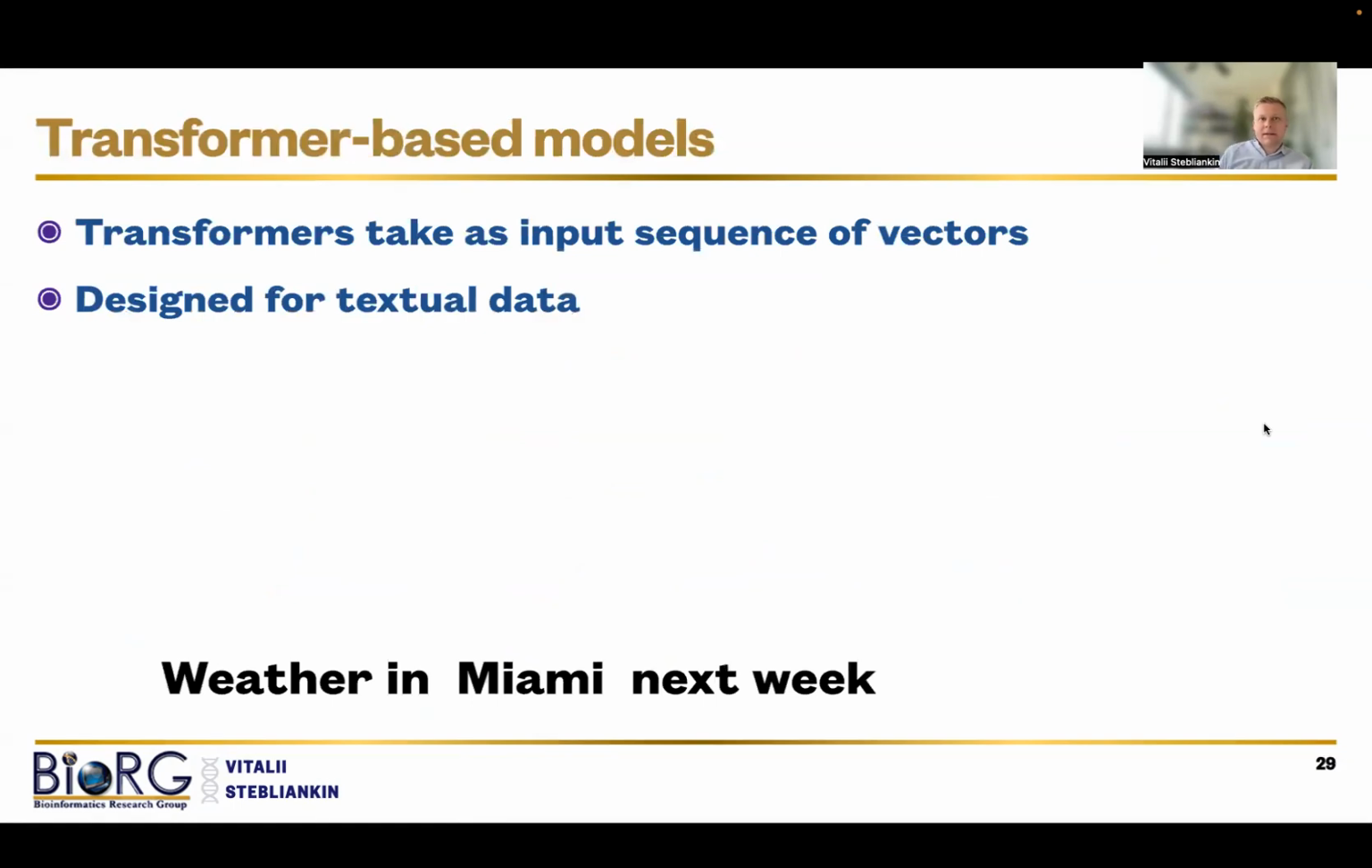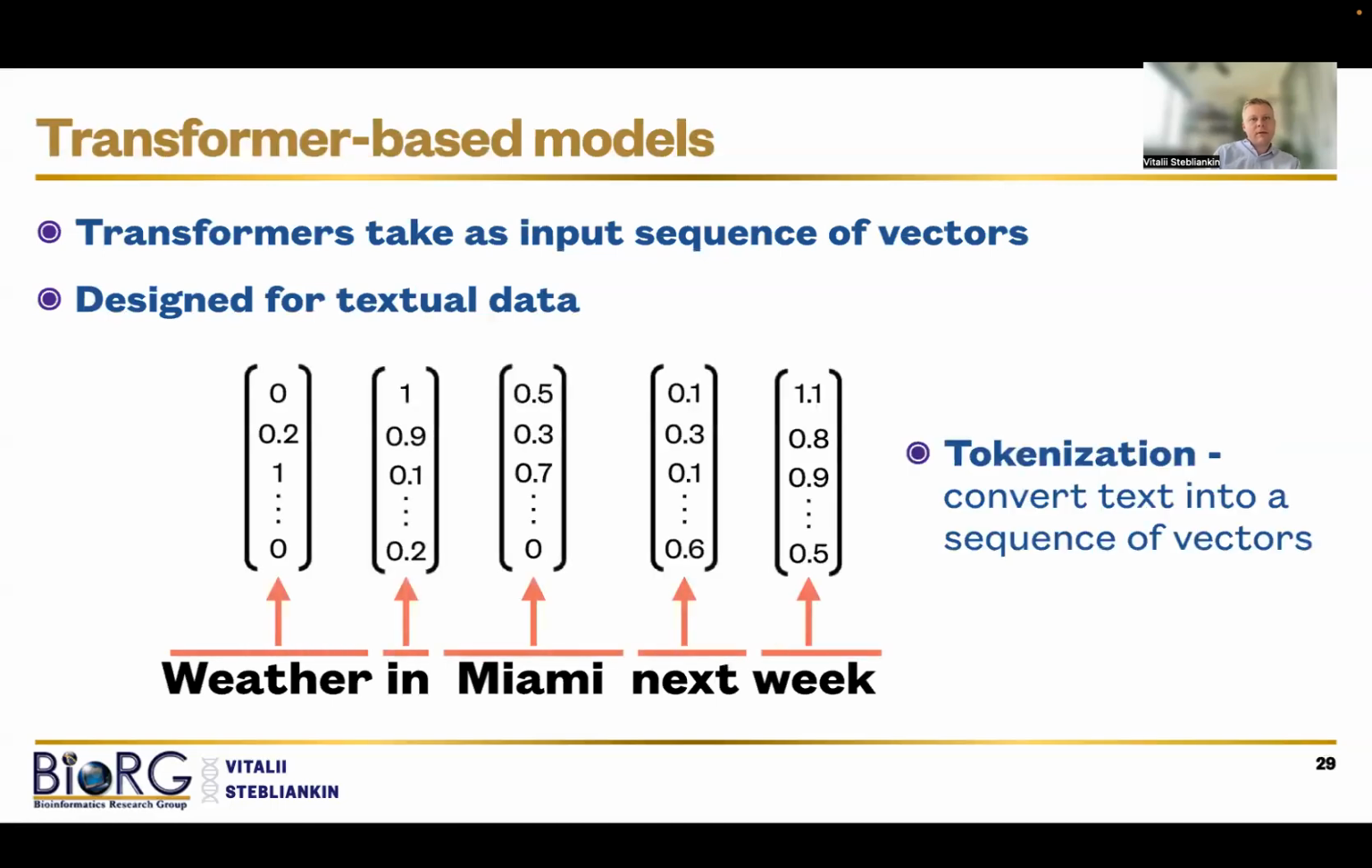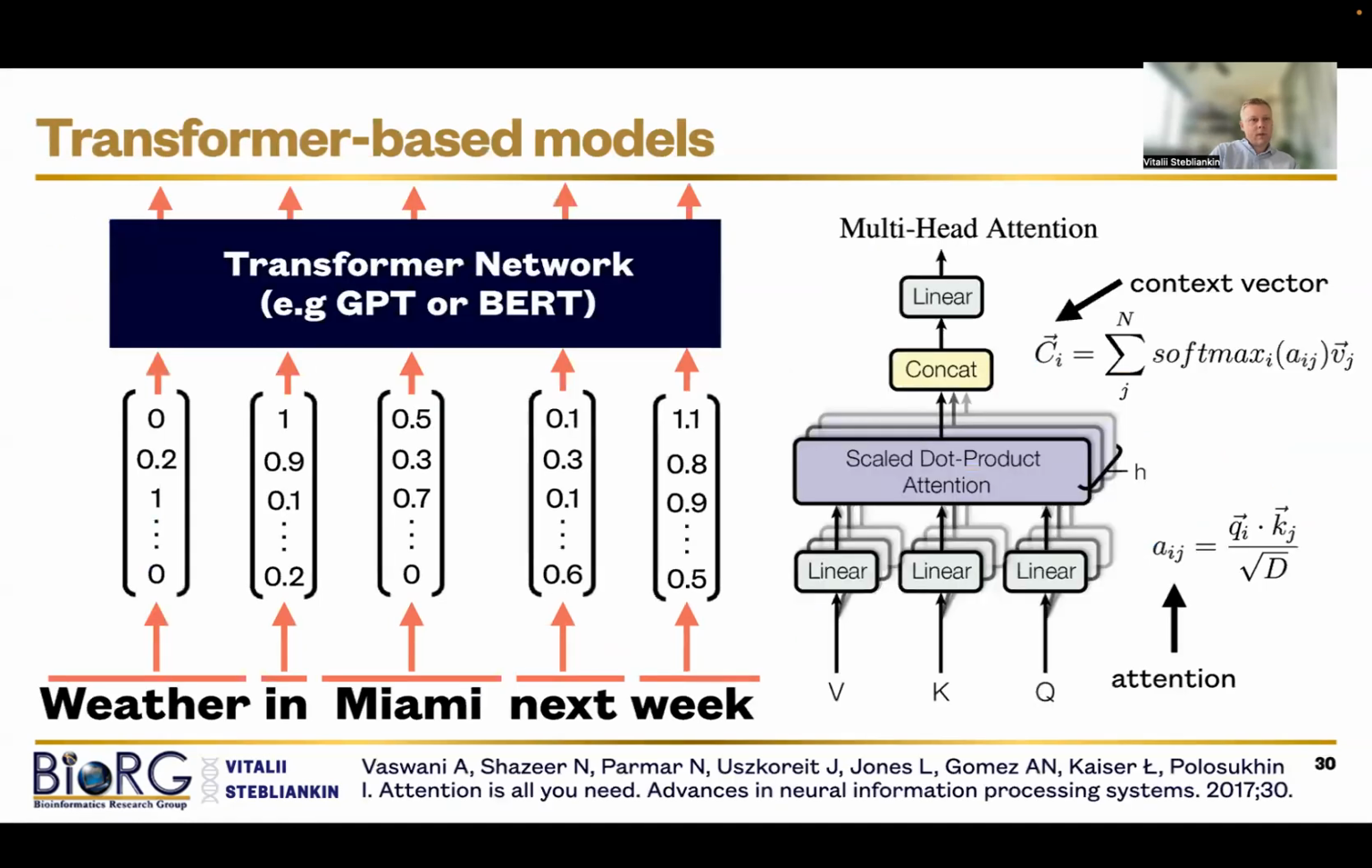Transformers take as input a sequence of vectors. They were originally designed for textual data, and the way to represent text is tokenization. For example, it can be word tokenization, so each word will be a unique vector. Then once we convert the data to sets of vectors, we feed it into a transformer network. The famous architectures are GPT and BERT.